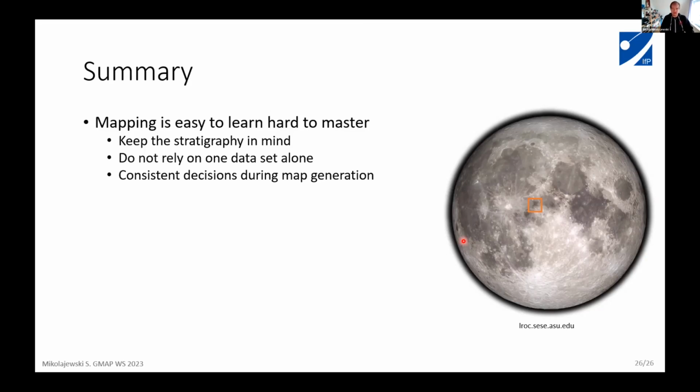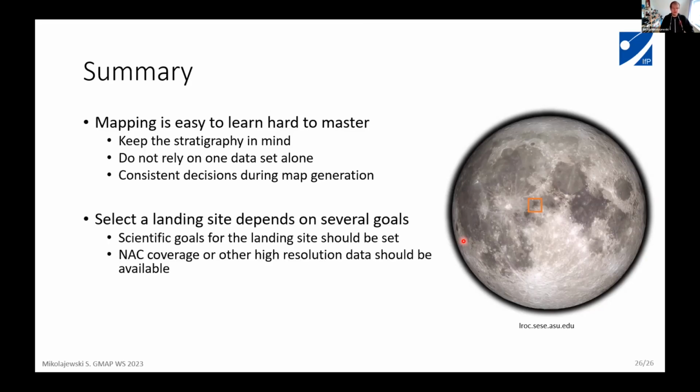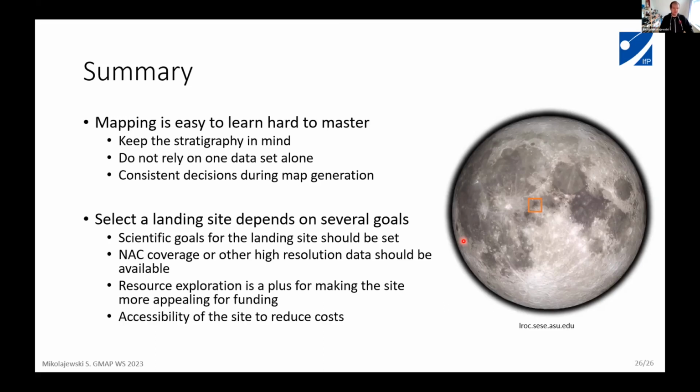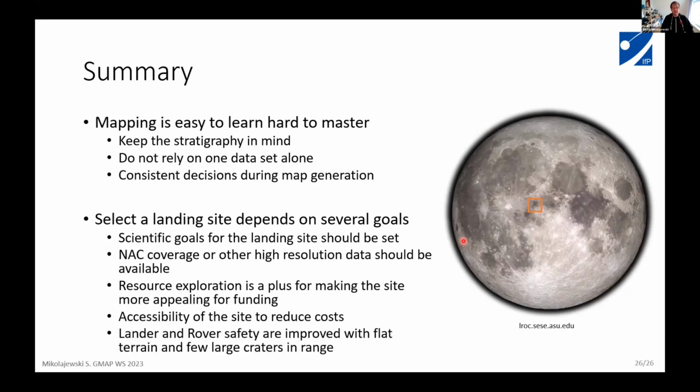And when it comes to selecting a landing site, you want to achieve multiple goals. The scientific goals for the landing site should be set. You check if you have network coverage available or other high resolution data. And the research exploration is a plus for making the site more appealing for funding. Also good for funding is that you keep in mind the accessibility of the site to reduce costs. And a plus would also be that lander and rover safety is improved with flat terrain and few large craters in range. And with that, I'm at the end of my talk and open for questions.